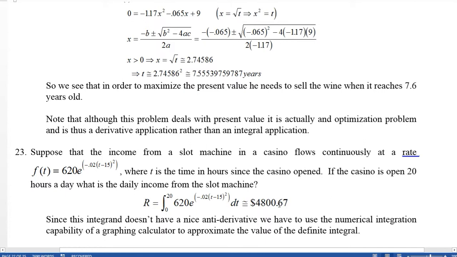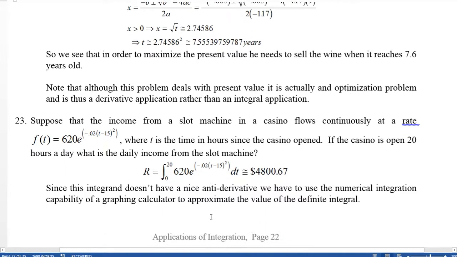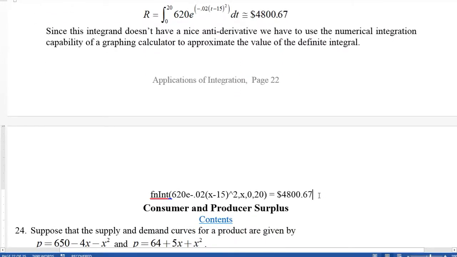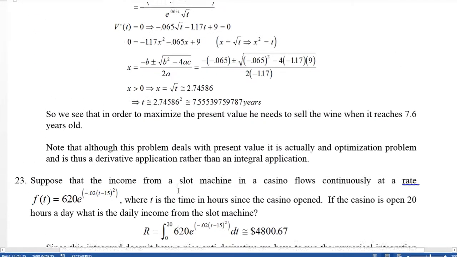And so this is what we get here. We just integrate that over the interval, because this is a flow rate times time, dollars per hour. dt is in hours. You get dollars out of this. So it's $4,800.67. Now this is one where the integrand doesn't actually have a nice antiderivative, so you really don't have any choice but to put this in the calculator. And there's the syntax for it in the calculator.